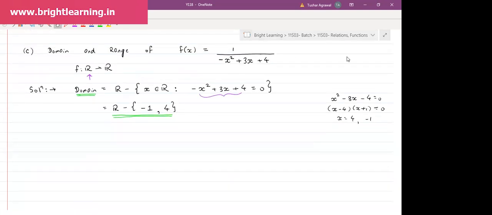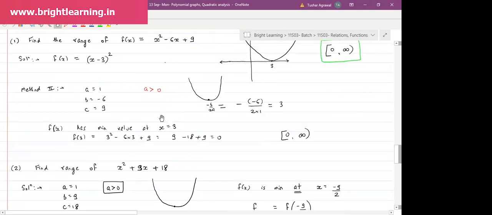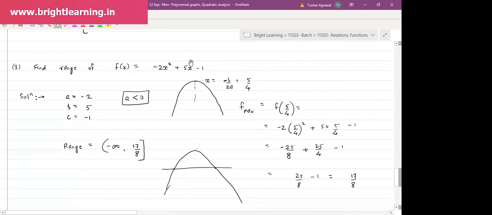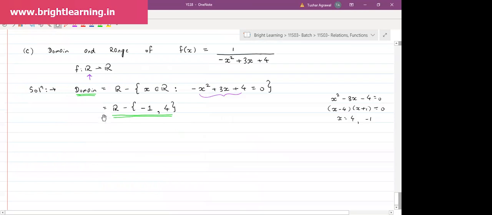In the previous class, let me see this part. Find the range of this graph, find the range of this quadratic. These questions we have seen, no? Find the range of this quadratic. Tuesday's class. It was Tuesday's class. We have Monday. Okay. So now, if I do method 1, first is the method 1.